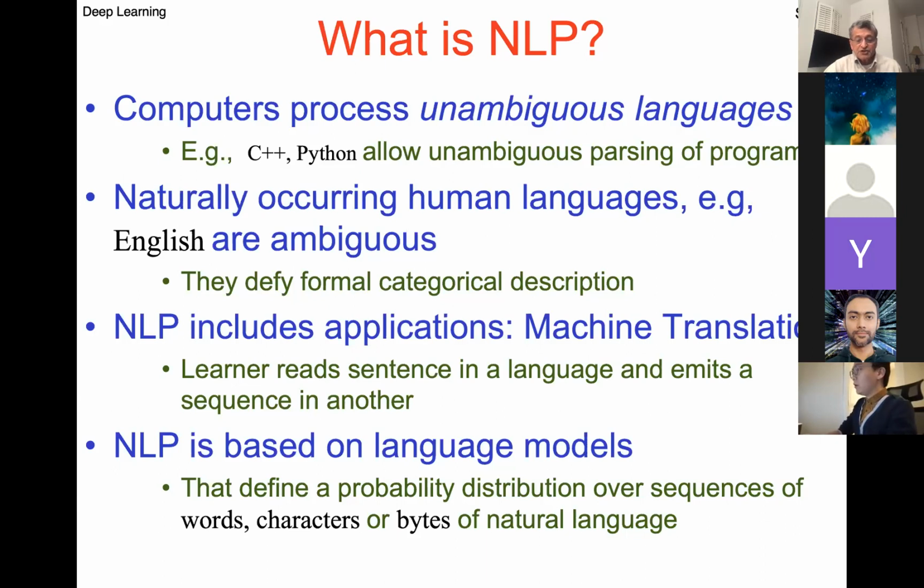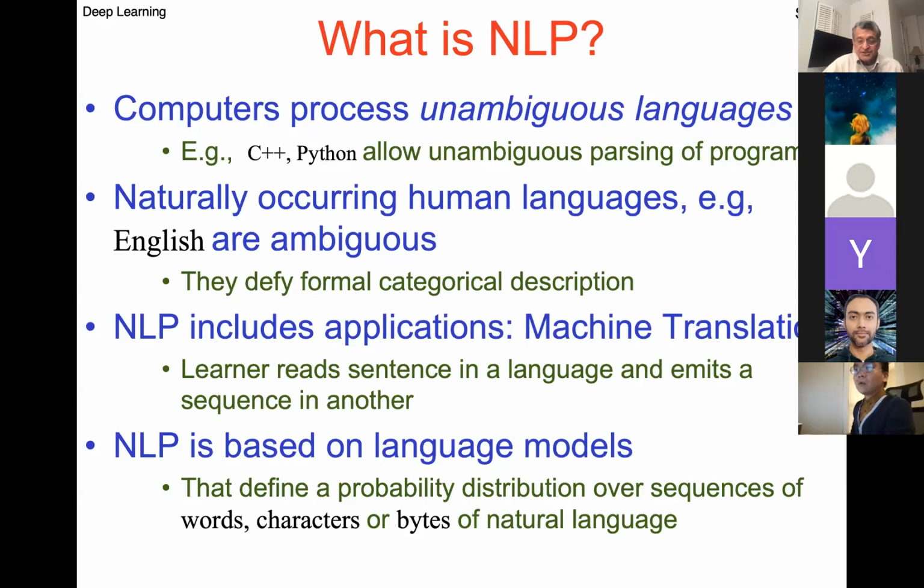NLP is based on language models. So natural language processing is necessarily based on language models. And what are they? They define probability distributions of sequences of words, characters, or bytes of natural language. So the inputs are coming in as a sequence. It's not like a static picture, but they're sequences. And we are learning distributions of these. What is the conditional distribution given all these words? So that is the type of calculation we need. Given all these possible sequences, how do we calculate the probability?